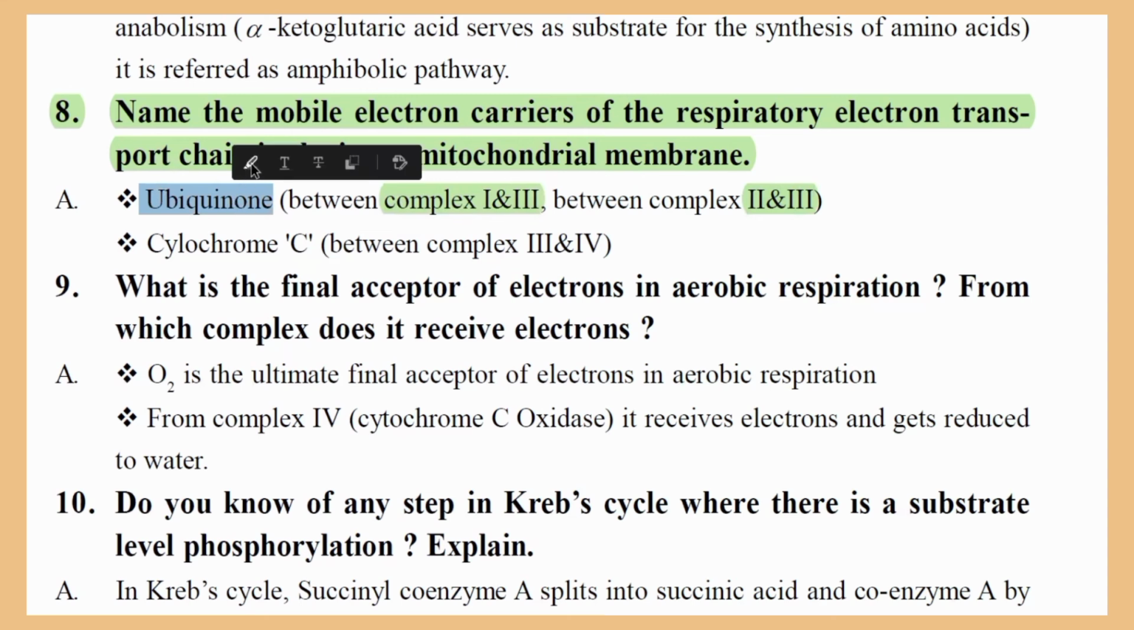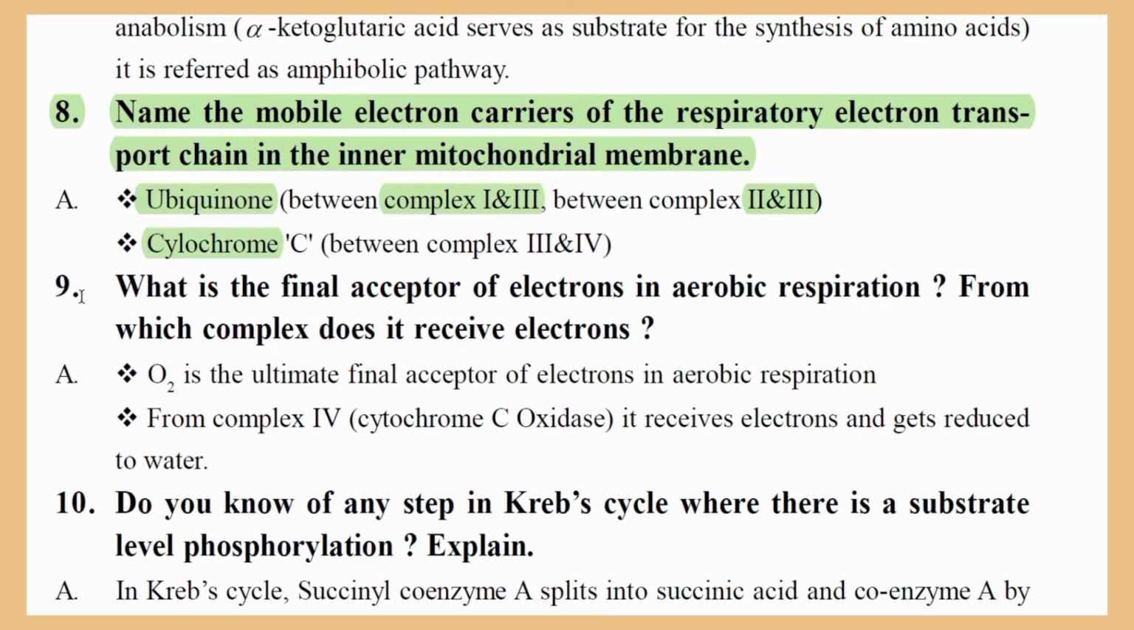Ubiquinone is one of the most important electron acceptors. There is another electron acceptor, cytochrome C, which is present between complex 3 and 4. So ubiquinone and cytochrome C both are electron acceptors, which receive the electrons. So they are present in these complexes.